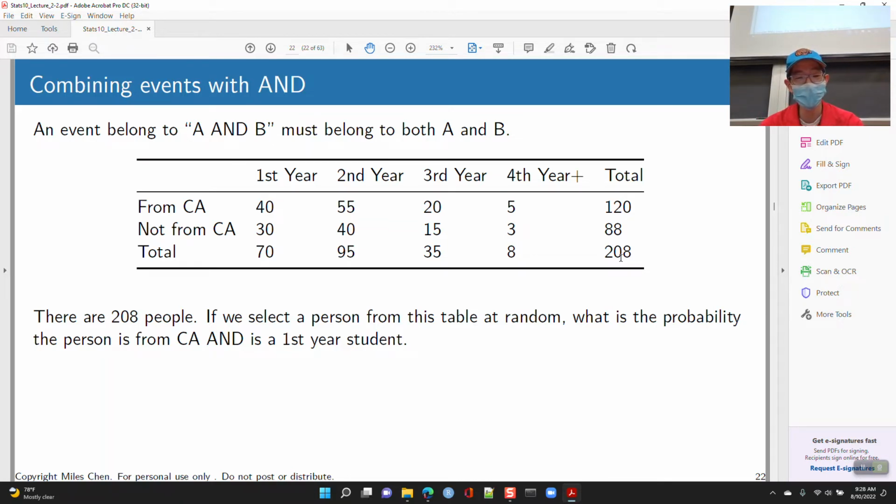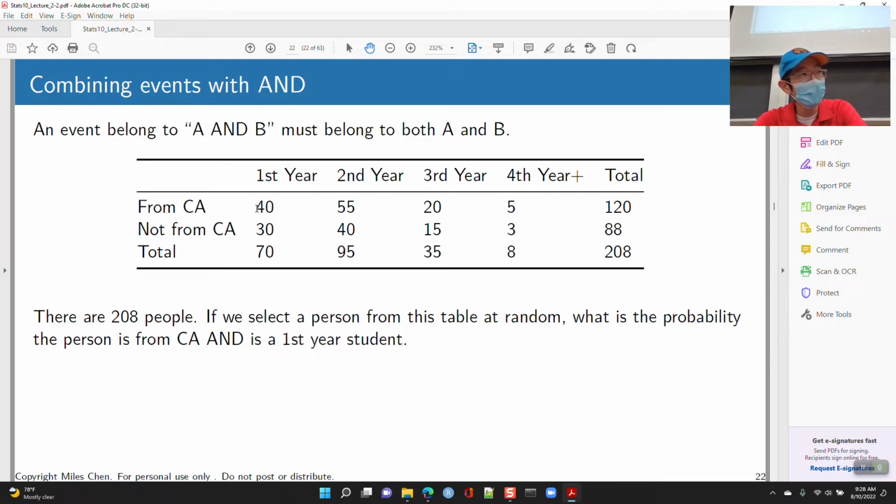We have this two-way table, okay? And we have first year, second year, third year, fourth year, and then from California, not from California. And what we ask is, if I select one person at random from this table, what's the probability that the student is from California and is also a first-year student?